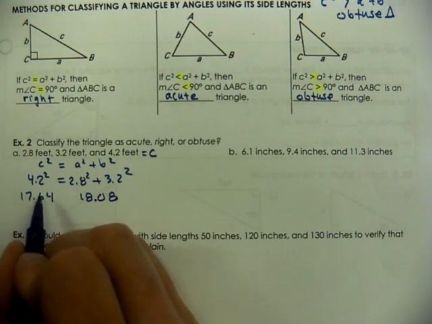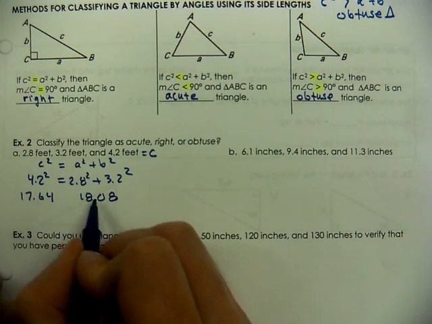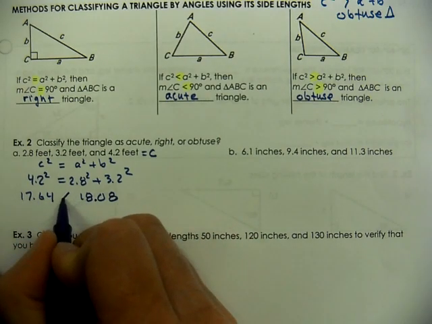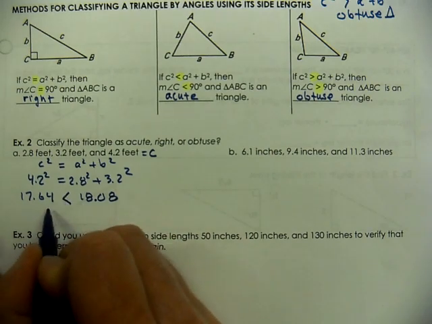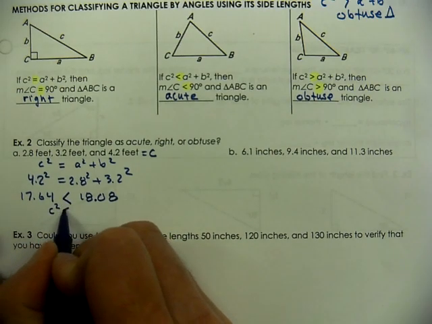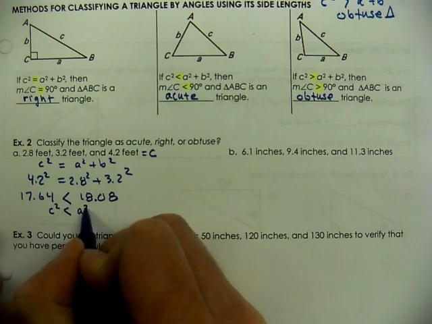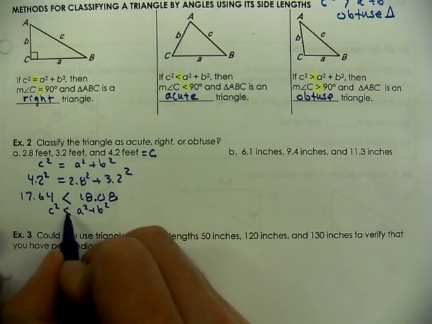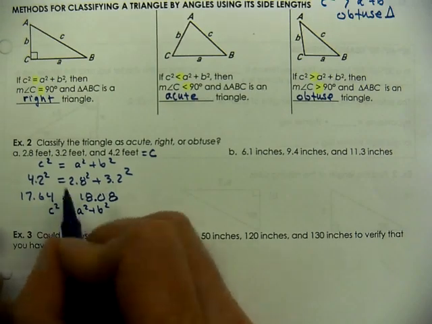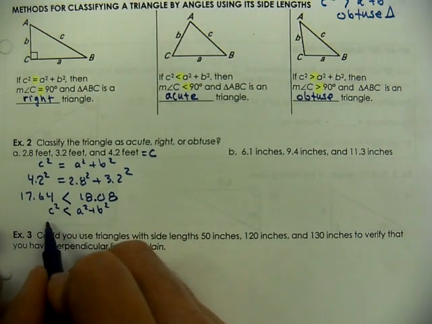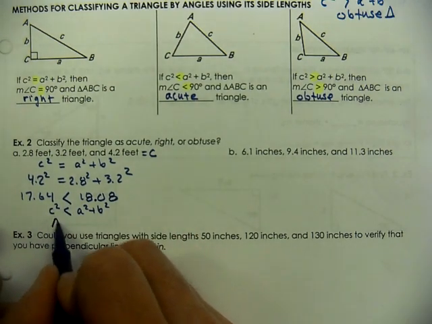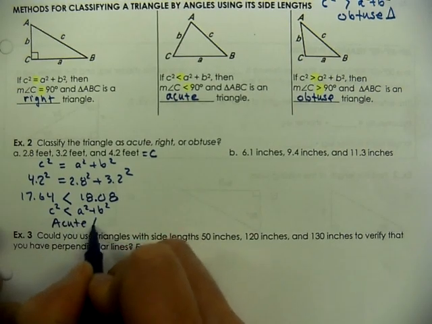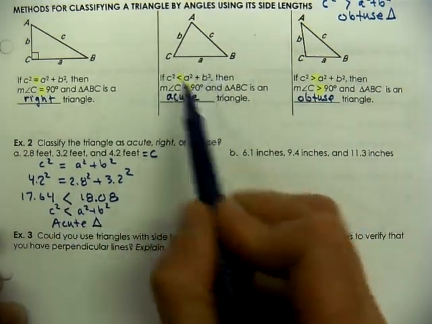All right, so I left that sign blank in the middle so that I could compare the results. The 17.64 is smaller than 18.08, so that's the less than sign. That means our c squared is smaller than the a squared plus b squared. That means our angle is smaller than a right angle. That means it's an acute angle. Therefore, we have an acute triangle, and that is representing that middle case right there.